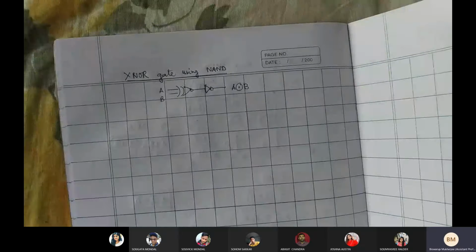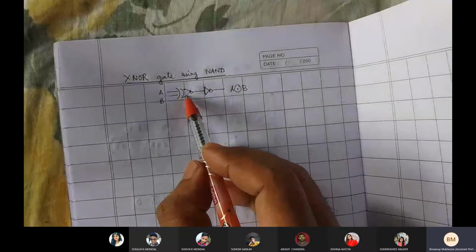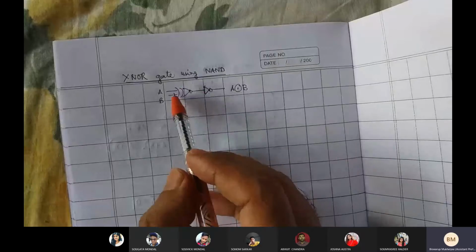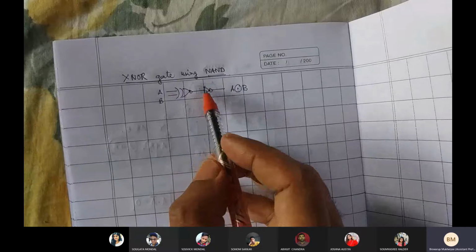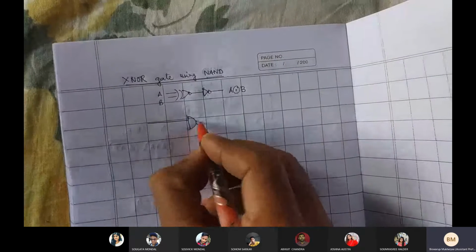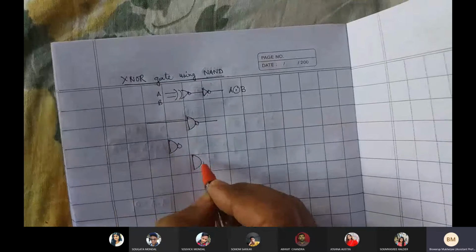So we know that XNOR gate is nothing but XOR followed by NOT. So first of all, we need to make one XOR gate using NAND. Then again, we need to make one NOT gate using NAND. So the same figure I am drawing right over here. What I have drawn in my last page, the same figure I'll draw first.